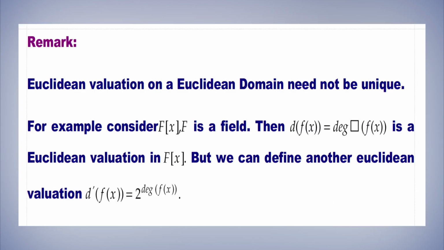Let us see a remark. The Euclidean valuation on a Euclidean domain need not be unique. For example, consider F[x], where F is a field. Then d(f(x)) equal to the degree of f(x) is a Euclidean valuation on F[x]. We can define another Euclidean valuation d'(f(x)) equal to 2 to the power degree of f(x).